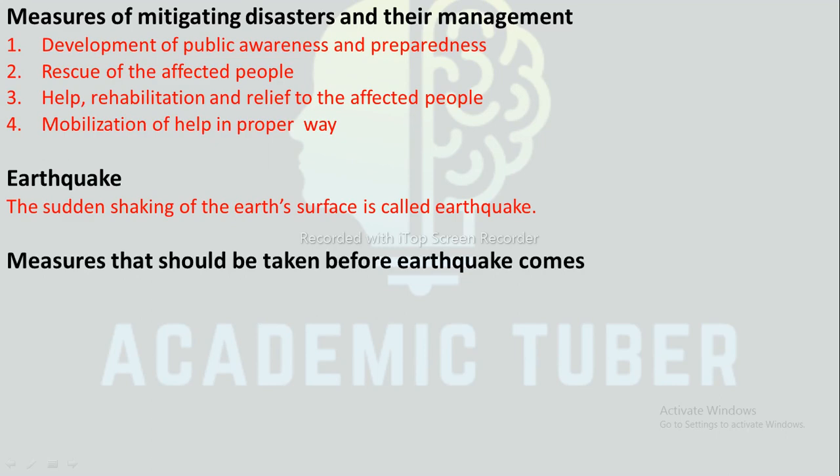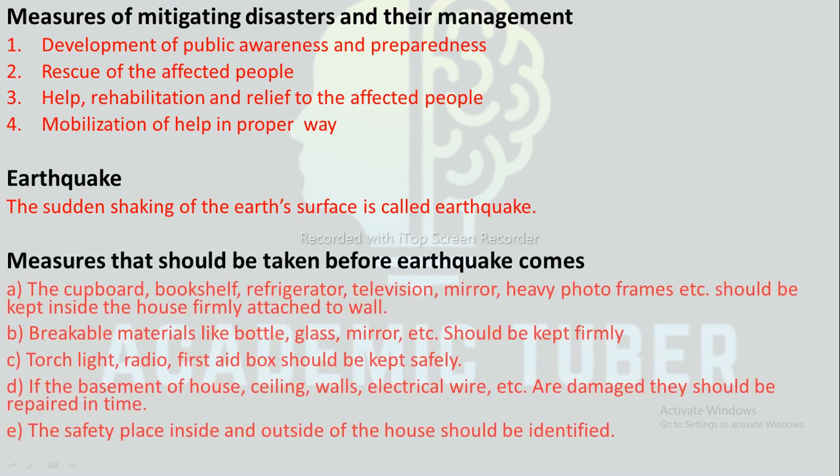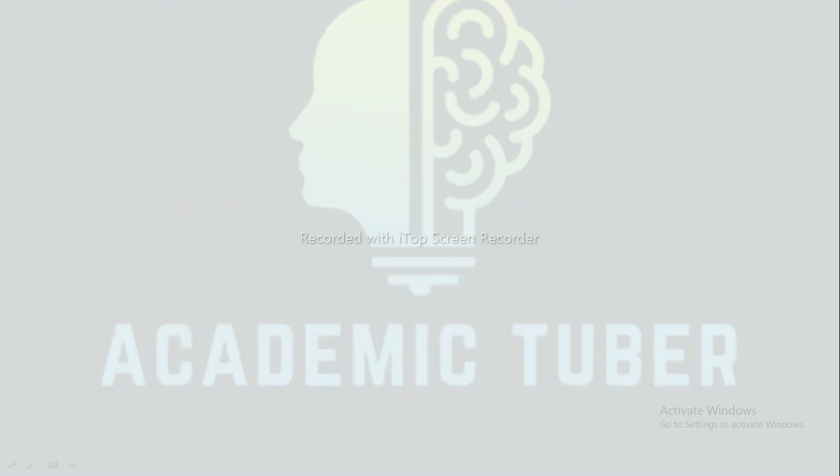So here are some of the measures that should be taken before earthquake comes. The cupboards, bookshelves, refrigerator, television, mirror, heavy photo frame, etc. should be kept inside the house firmly attached to the wall. Breakable materials like bottle, glass, mirror, etc. should be kept firmly. Torchlight, radio, faucet box should be kept safely. If the basement of the house, ceiling, walls, electrical wires, etc. are damaged, this should be repaired in time. The safety place inside and outside of the house should be identified.